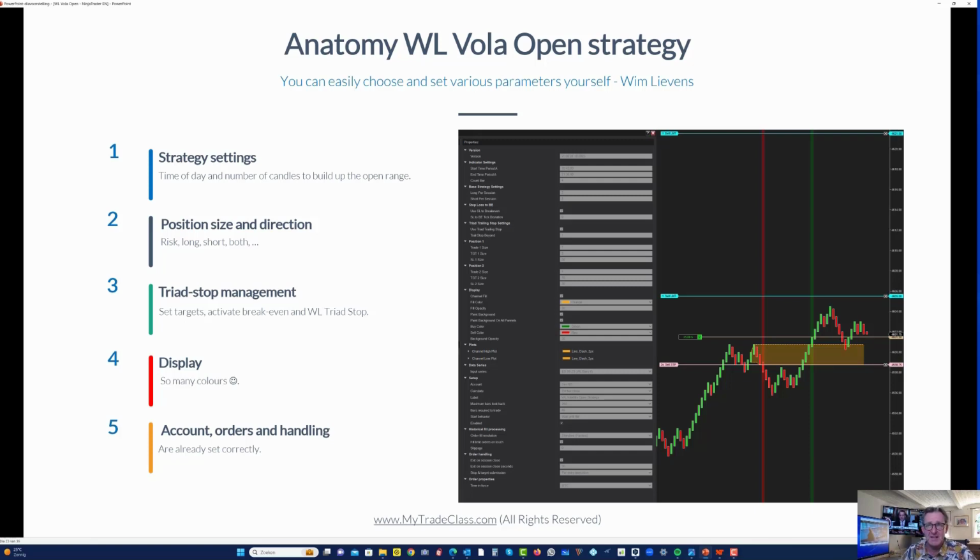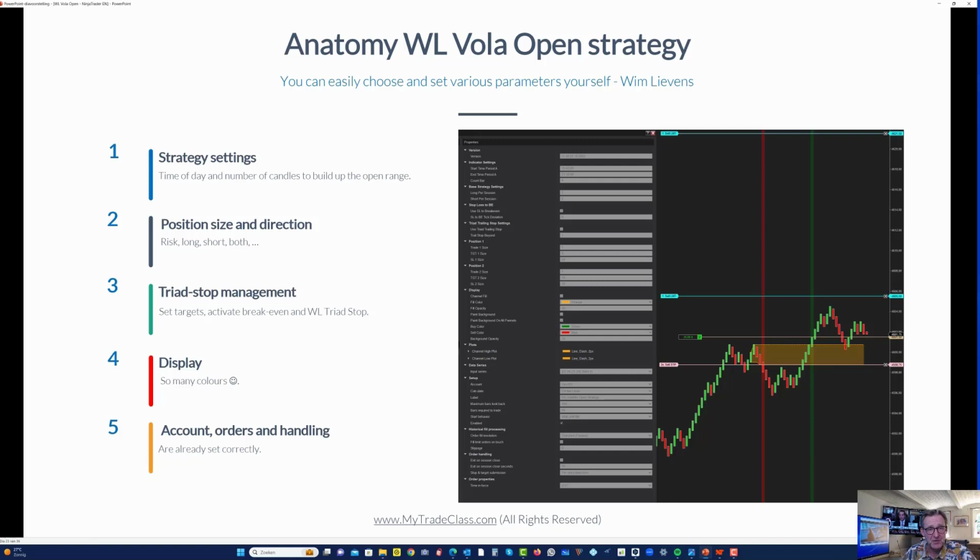The strategy settings include the time of day, which you have to set according to your time zone, of course. The number of candles to build up the open range. As I said, I use 4, but I have quite a few traders who use 2 because they want to be in sooner in the market. You could play with that. I use 4. That's how it's been set up.